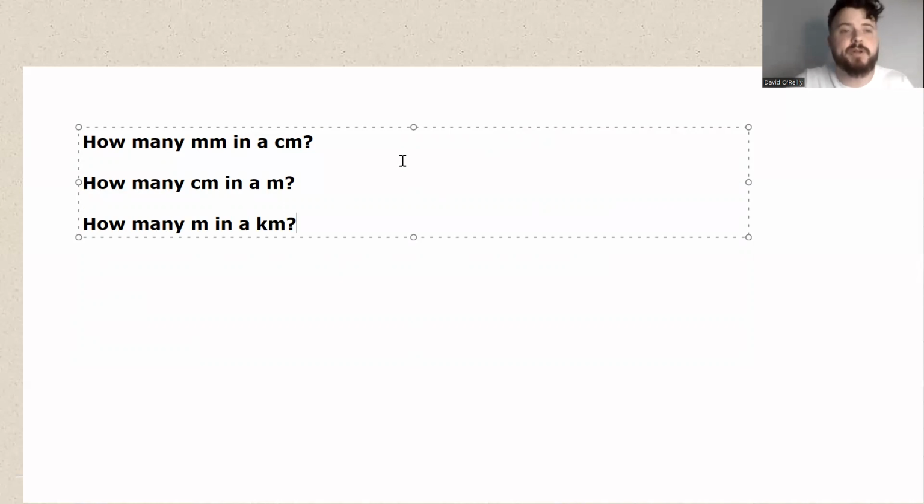Okay, so first question: how many millimeters in a centimeter? The answer is 10. How many centimeters in a meter? The answer is 100. How many meters in a kilometer? The answer is 1,000. If you understand everything so far, great.